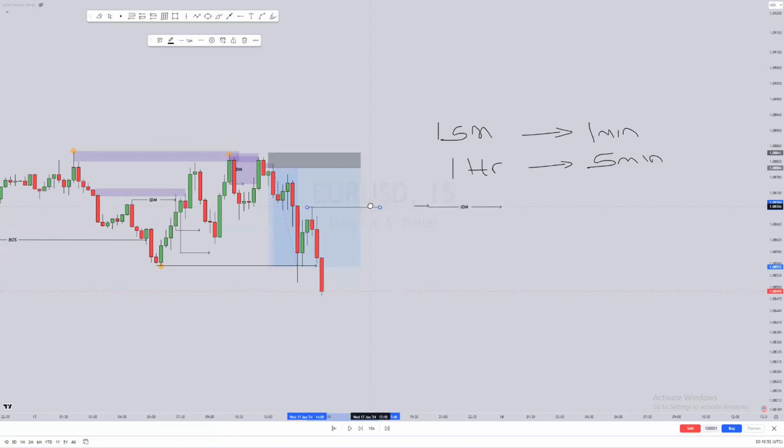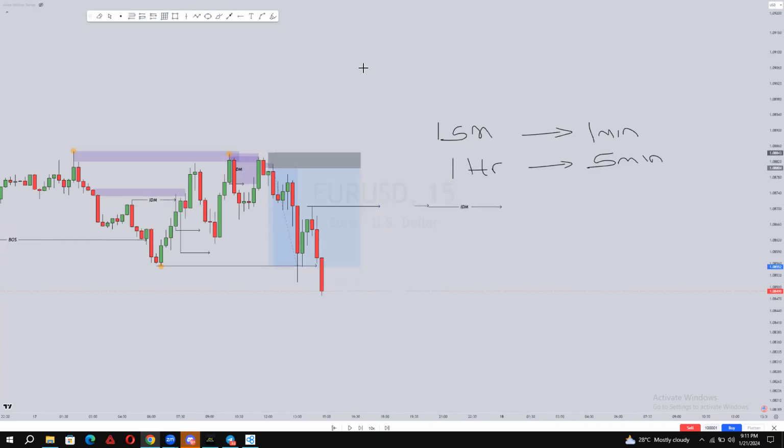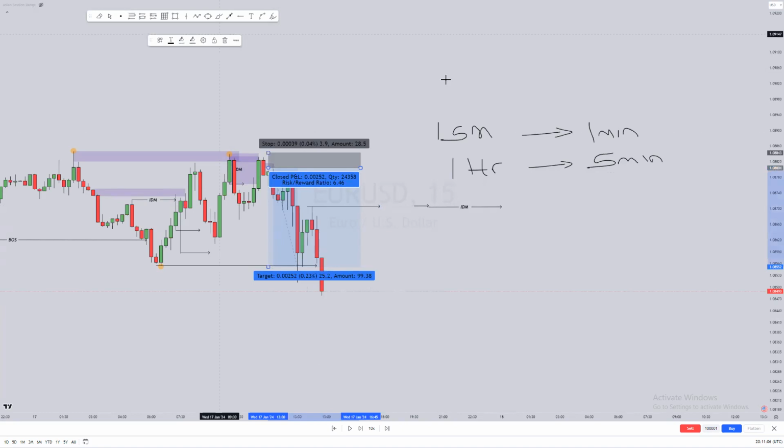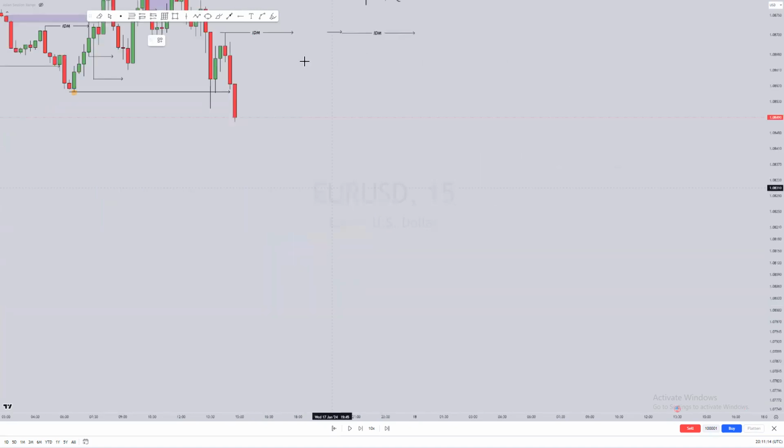But now here is a problem. Do we have any unmitigated zone right here that price is likely to tap into? Do you have any unmitigated POI right here? So let me remove this thing here. Do we have any unmitigated POI that price is likely to tap into? Now, here's how to approach this. If you don't have any unmitigated POI that price is likely to tap into, there are two things you do, which I'm going to still teach you guys.